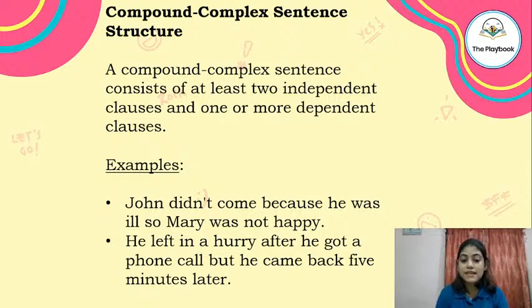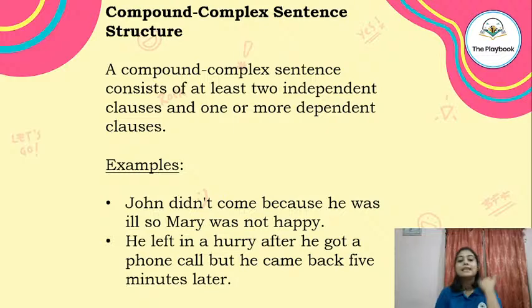John didn't come because he was ill, so Mary was not happy. John didn't come, so that itself is an independent clause. Mary was not happy is also another independent clause. But what is the dependent clause here? It is because he was ill. So as you can clearly see here, there are two independent clauses along with one dependent clause in the sentence.